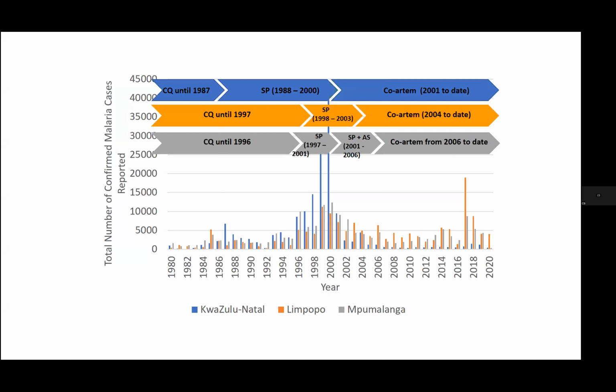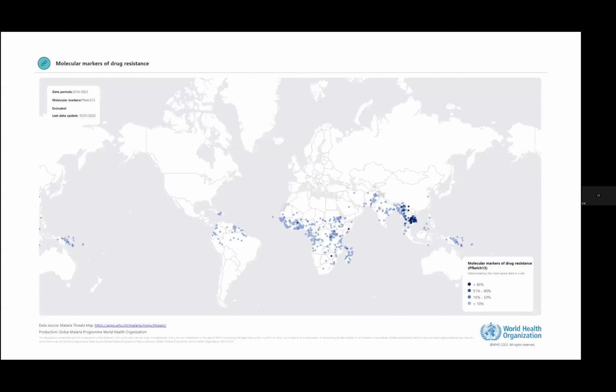So this highlights the effectiveness of ACTs and insecticides used for vector control, but that this needs to be regularly assessed. I've put in a malaria threat map from the World Health Organization to highlight where molecular markers of artemisinin resistance have been detected. And what you can see here is that in the same region where chloroquine and SP resistance emerged, which is in Southeast Asia, you can see the dark blue dots and the high percentage of studies detecting molecular markers of resistance in this area. So resistance has now emerged against artemisinin in these areas.